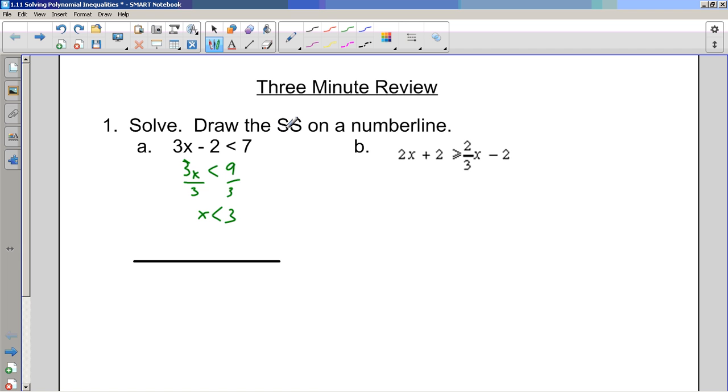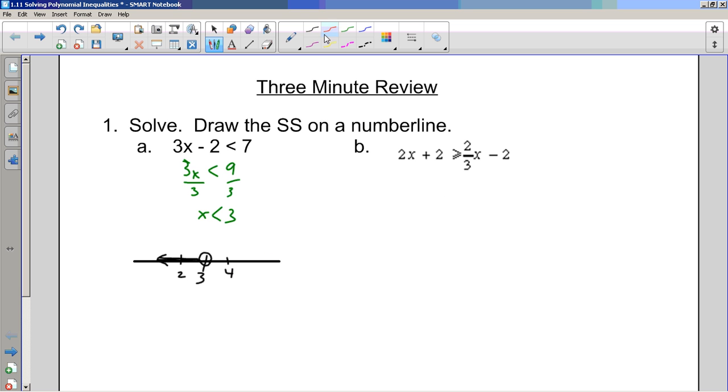Draw the solution set on a number line. If we just have x is 3, that's the cutoff spot. We don't want to include it because there's no less than or equal to, and it's everything less than that. So there it is on a number line. Dandy. You want to put another point on there, you go right ahead.